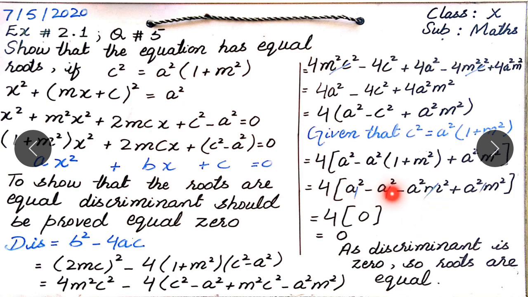Now you can see a and a can be subtracted, this can be subtracted, and as a result we have 0. When any number is multiplied with 0, as a result we will get 0. So hence we can conclude here that as the discriminant is 0, the roots are equal. So this is the characteristic, or the attribute, of the discriminant, that it tells about the nature of the roots of the quadratic equation.